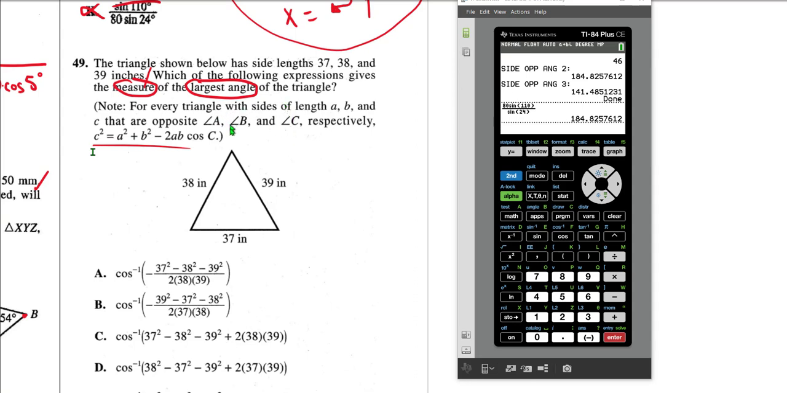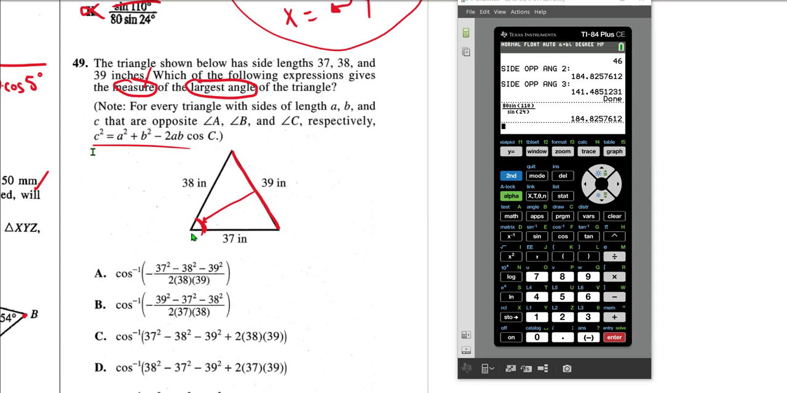You do obviously need to know in this case that the largest angle of a triangle will be opposite the largest side of that triangle. The largest angle and the largest side are sort of linked to each other. So the largest side is the 39, which means the largest angle will be this angle down here.